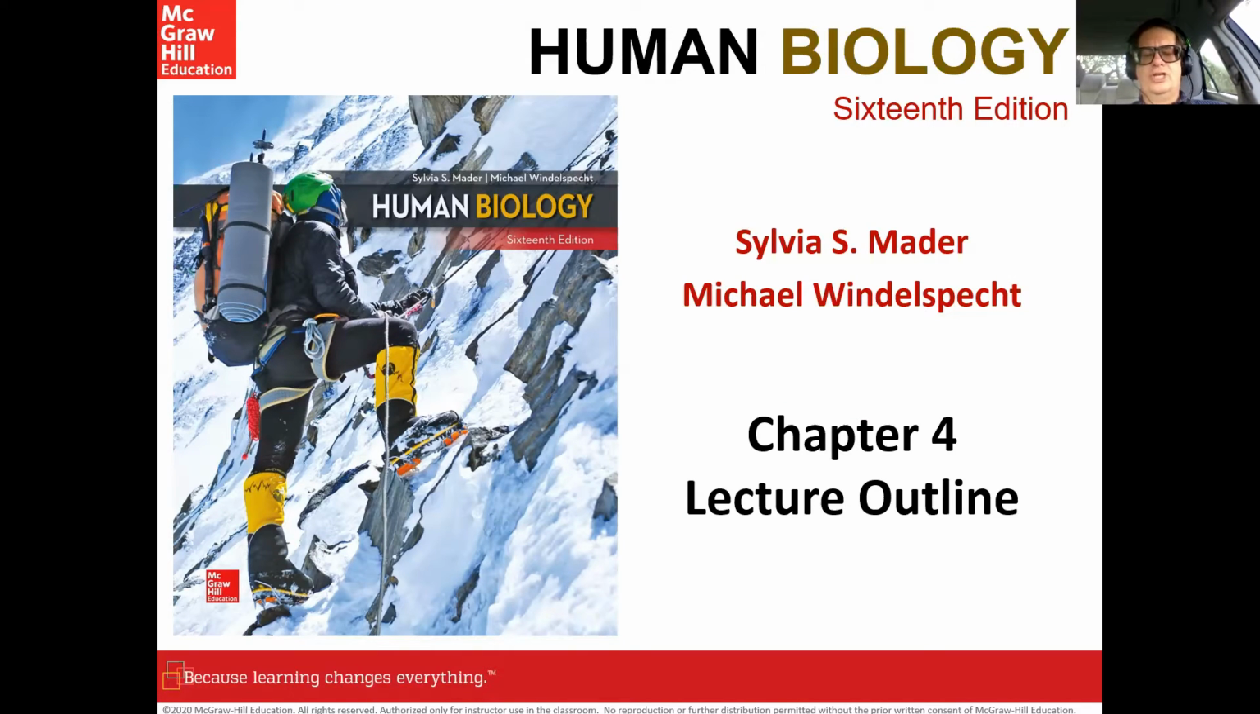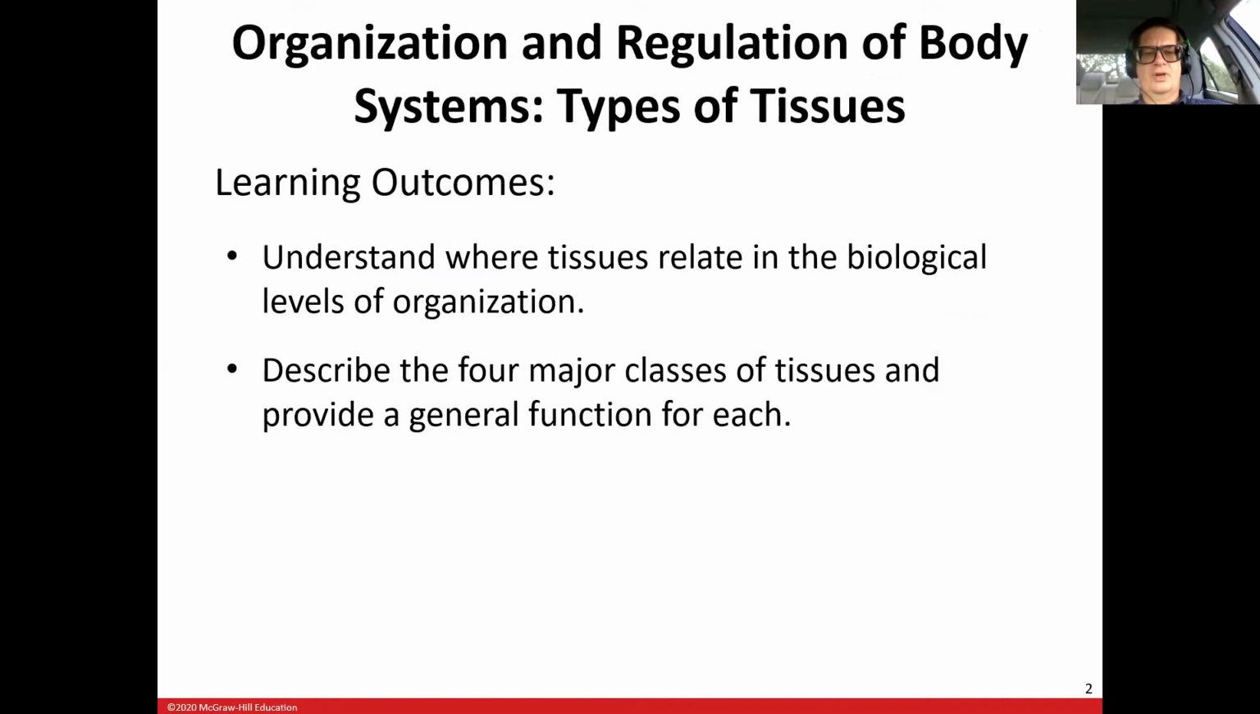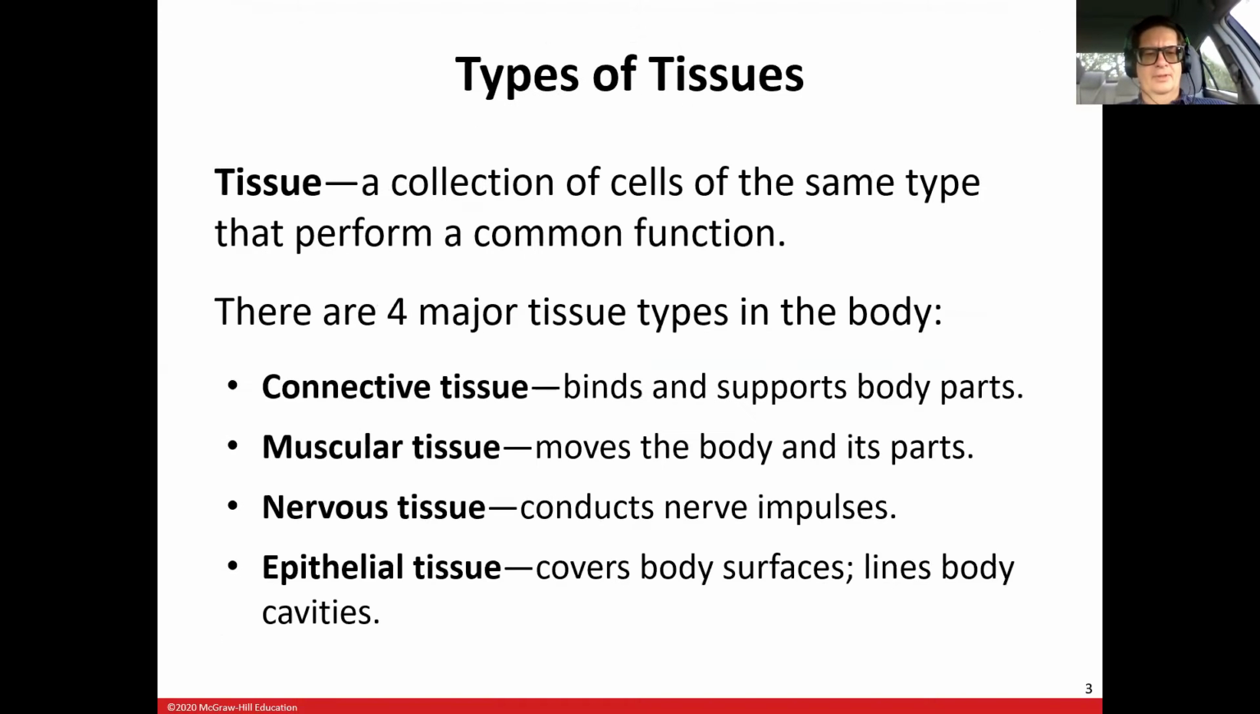Let's go over chapter 4 of the PowerPoint. Chapter 4 is about tissues. So we're going to talk about levels of organization a little bit, about 4 major types of tissues and the functions that they have. So the 4 major types of tissues.